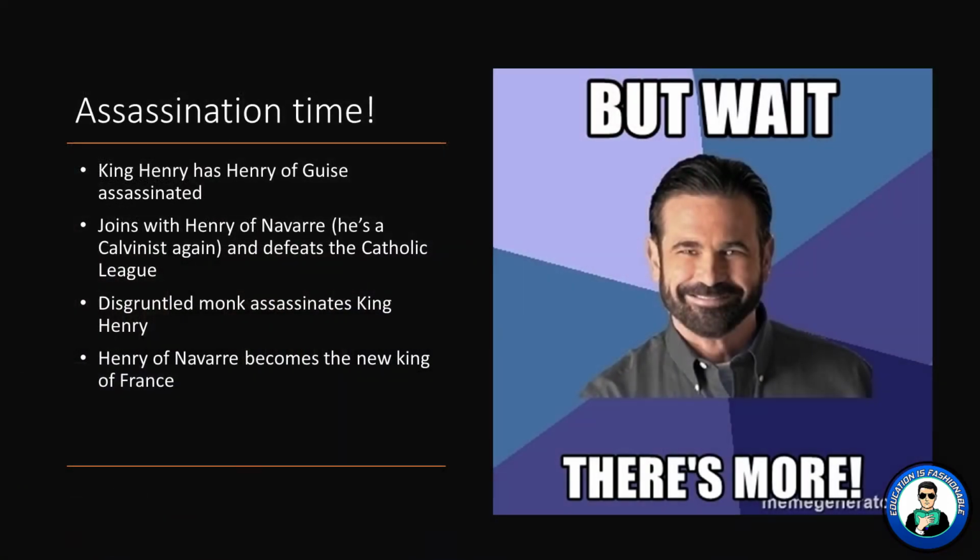So basically what happens is the Duke of Guise, Henry, is able to take over Paris, but he doesn't become king. He becomes chief minister. And so basically he's like the right-hand man by force of the king. Well, we'll see how that plays out. So basically what happens is King Henry of the Valois family goes ahead and has the Duke of Guise, Henry of Guise, assassinated and ends up teaming up with Henry of Navarre.